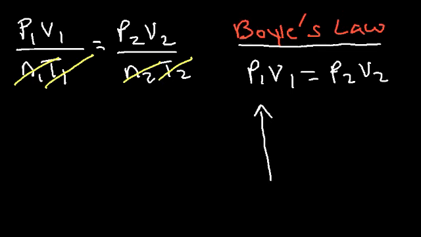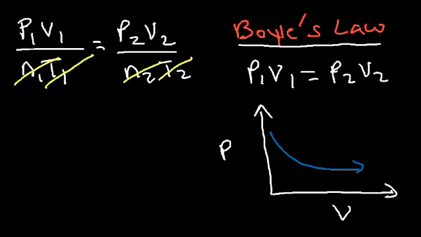Now, if you were to make a plot between the volume and the pressure, it's going to look like this. As the volume of the gas increases, the pressure decreases. So the pressure and the volume have an inverse relationship. If you double the volume of the container, the pressure will be reduced by half. If you triple the volume, the pressure will reduce by a factor of 3.